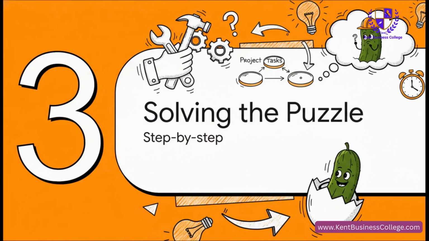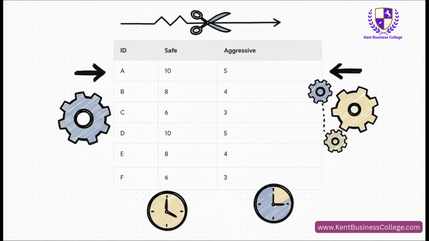Let's crack on. First job, part A. We take those safe times and we cut them right in half. So task A's 10 days becomes 5. Task B's 8 days becomes 4. C's 6 days becomes 3. You get the idea. Easy peasy. Now we have a realistic idea of how long everything should take.